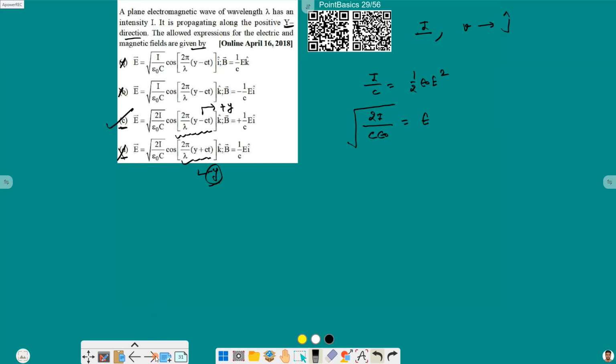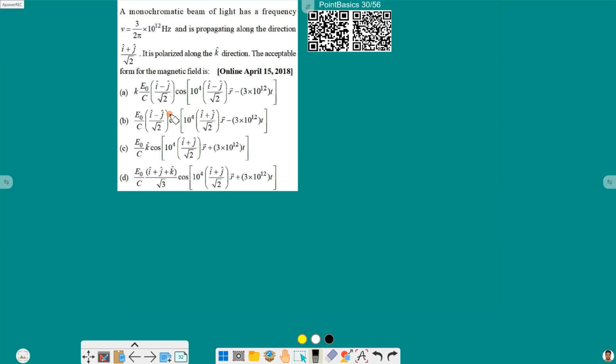Let us move ahead. A monochromatic beam of light has a frequency given by this value and is propagating along this direction. The velocity is along this direction, polarized along k direction. Now polarization means direction of electric field. We have to find the acceptable form of the magnetic field.